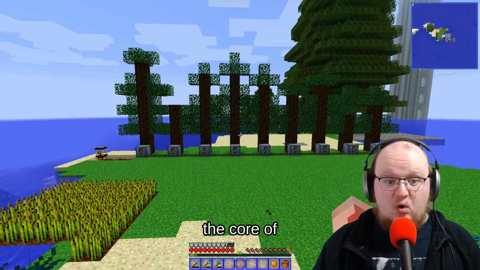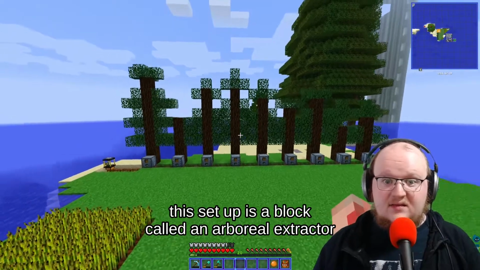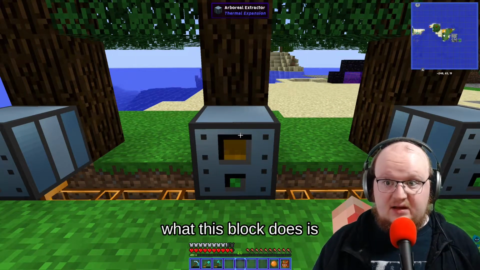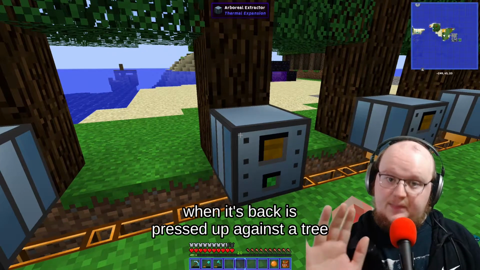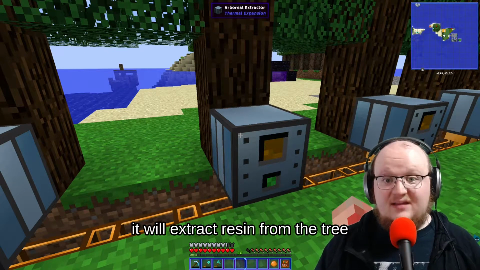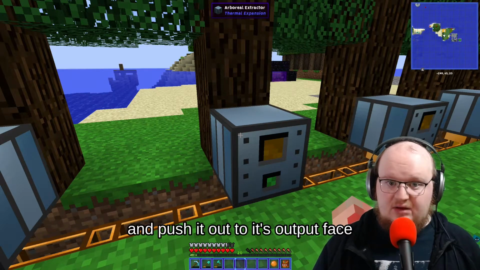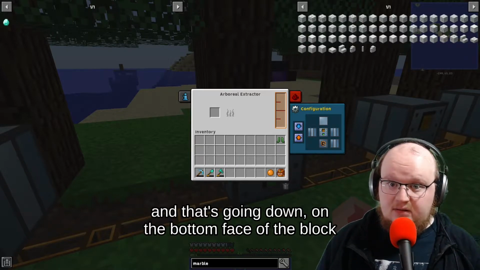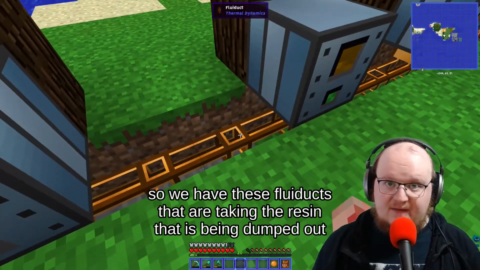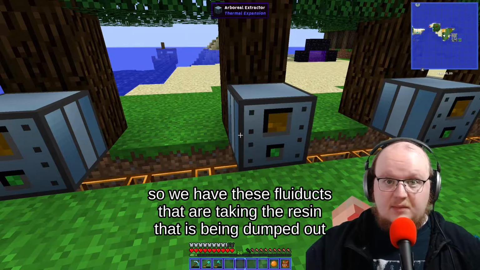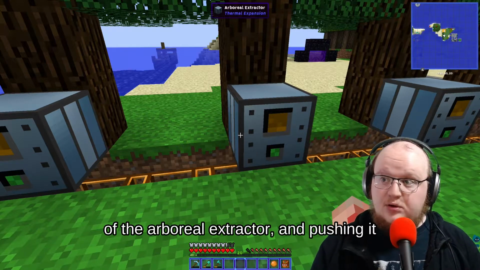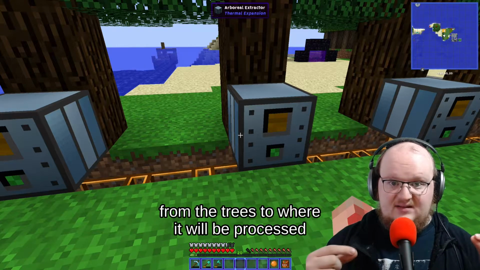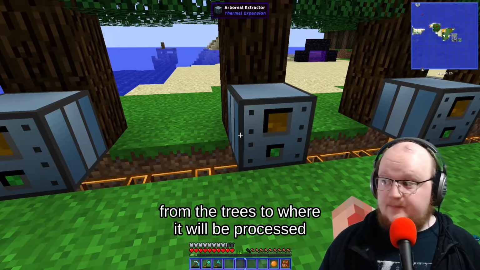So the core of this setup is a block called an Arboreal extractor. What this block does is, when its back is pressed up against a tree, it will extract resin from the tree and push it out to its output face. In this instance, we have orange as our output, and that's going down on the bottom face of the block. So we have these fluid ducts that are taking the resin that is being dumped out of the Arboreal extractor and pushing it to the next block we'll discuss, which is how we get the resin from the trees to where it will be processed.